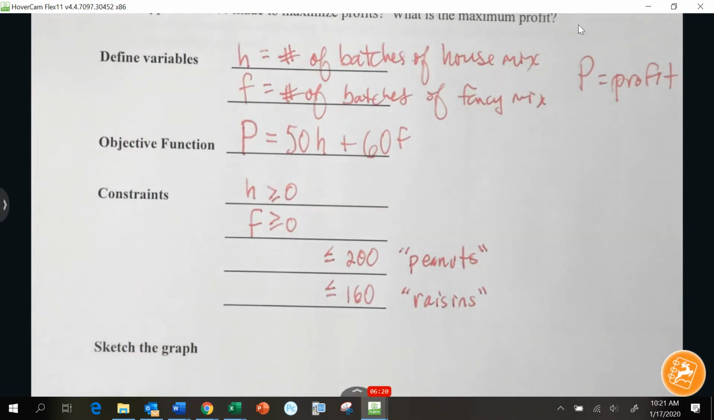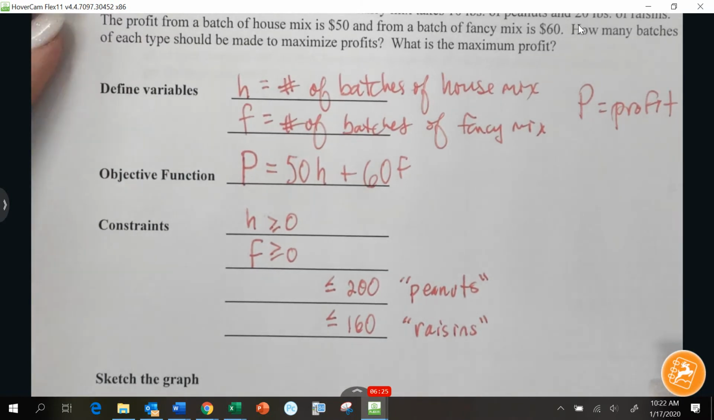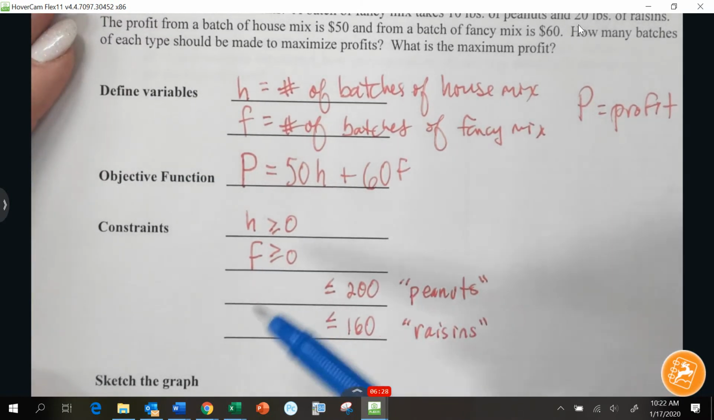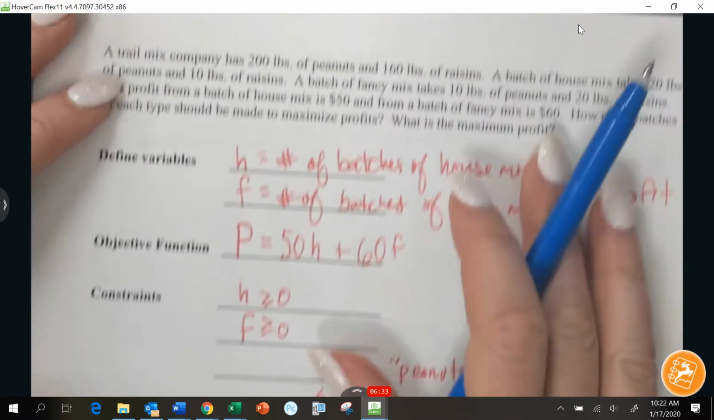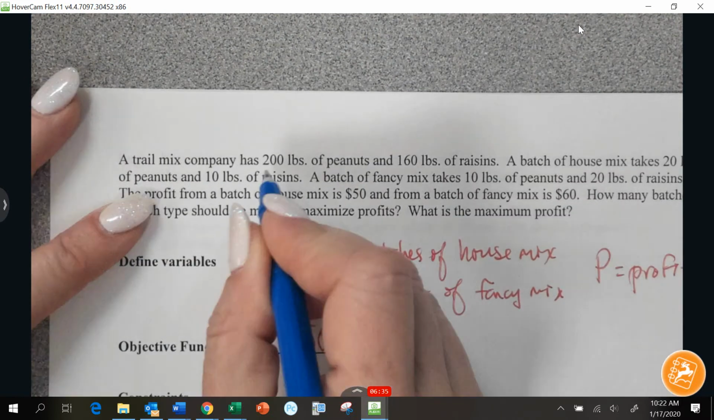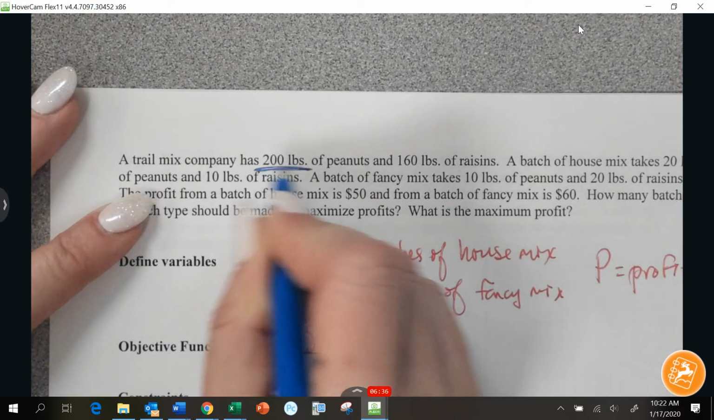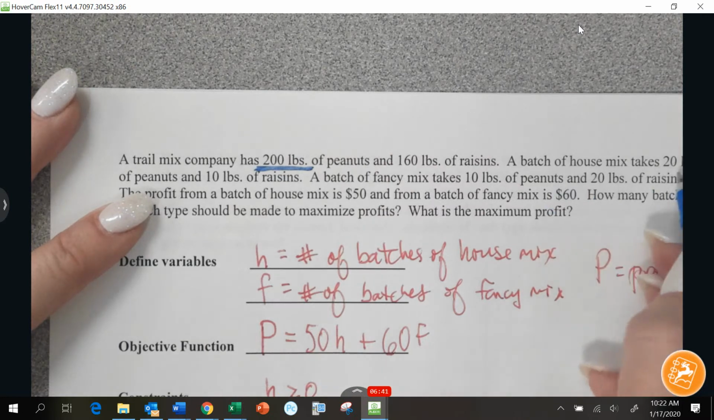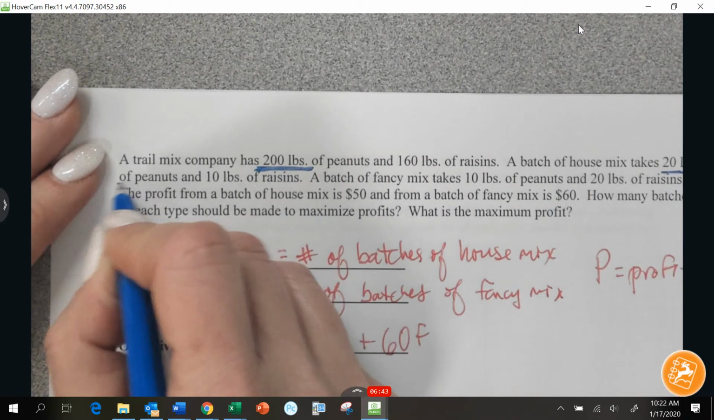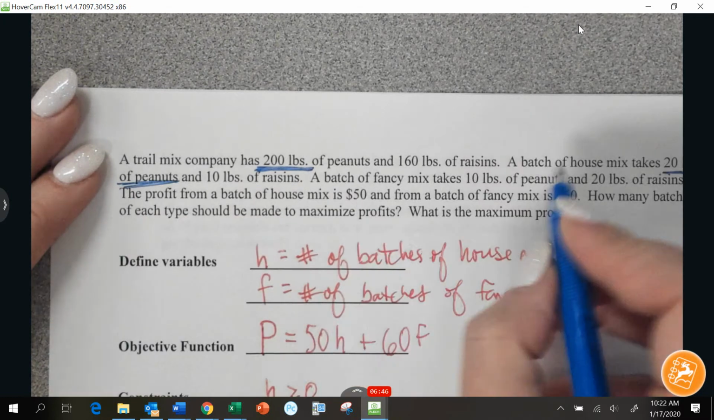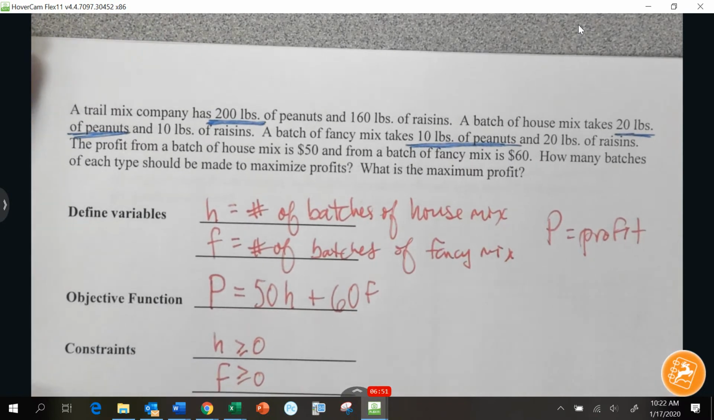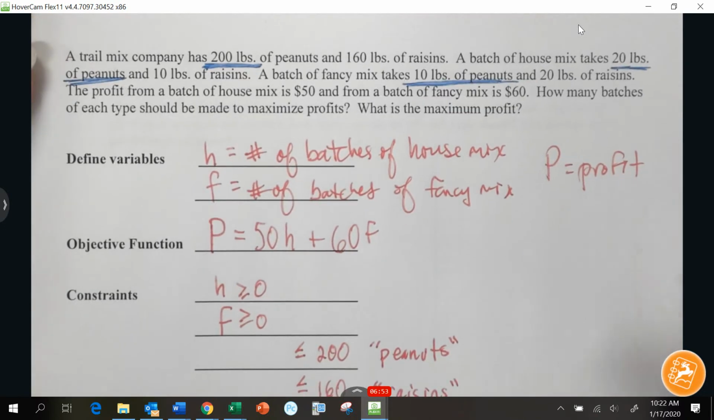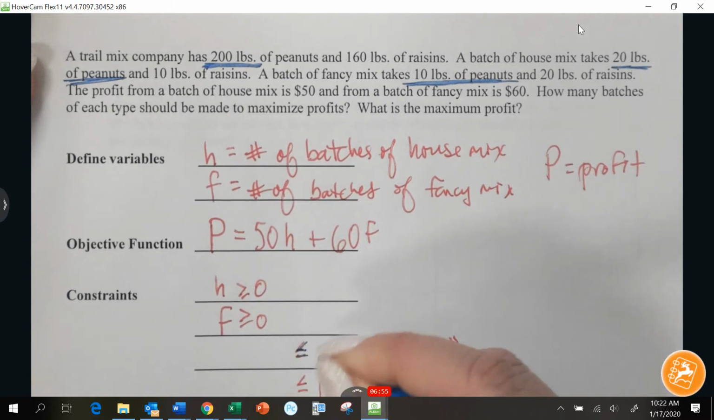If you're using color, this is where I'm going to go up here and make it even easier for you to follow. Since this equation is going to have to deal with peanuts, I'm going to underline every single thing up here that has to do with peanuts. Here's 200 pounds of peanuts. A batch of house mix takes 20 pounds of peanuts, and a batch of fancy mix takes 10 pounds of peanuts. I have underlined in blue everything that has to do with peanuts. Those are the only things that are allowed to go in this peanuts constraint.